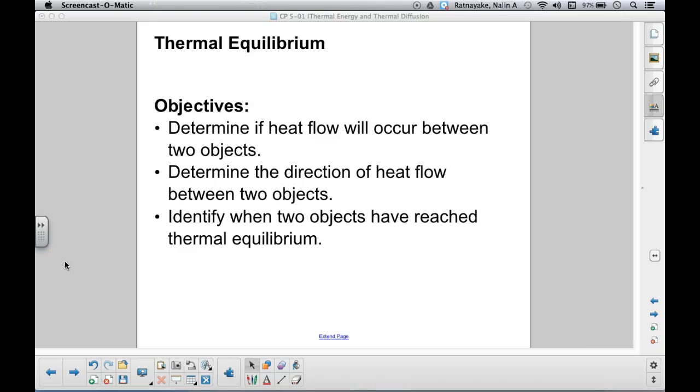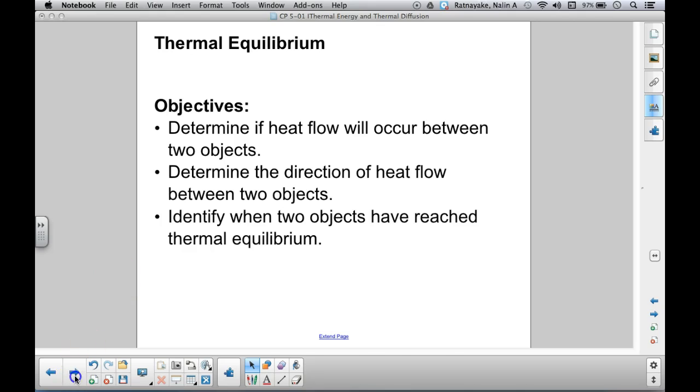Hello students, this lecture is about thermal equilibrium. Our objectives will be to determine if heat flow will occur between two objects, and if it does, then determine the direction of heat flow between two objects, which way is thermal energy going to go, and finally to identify when two objects have reached what we're going to call thermal equilibrium.